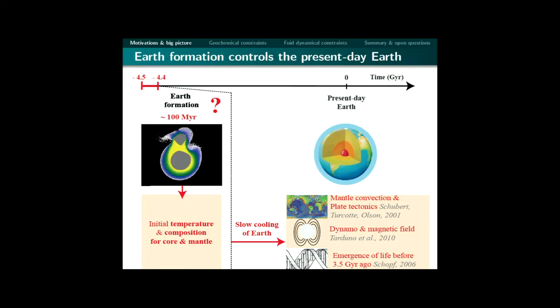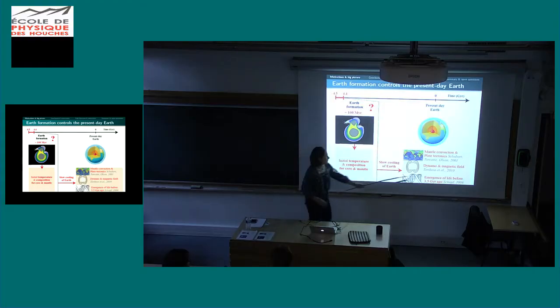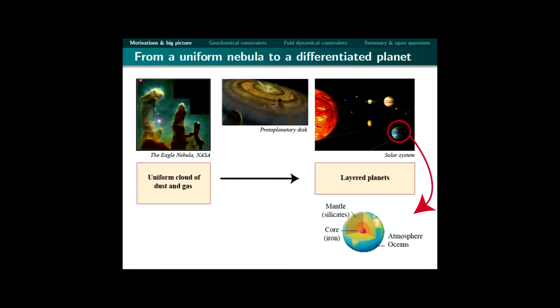Emergence of life. It's still worth mentioning that we think life emerged before 3.5 billion years ago, which is not super far away on that scale from the formation of the Earth. So if you want to understand the conditions for life to form, you need to understand what happens during the early Earth, basically.